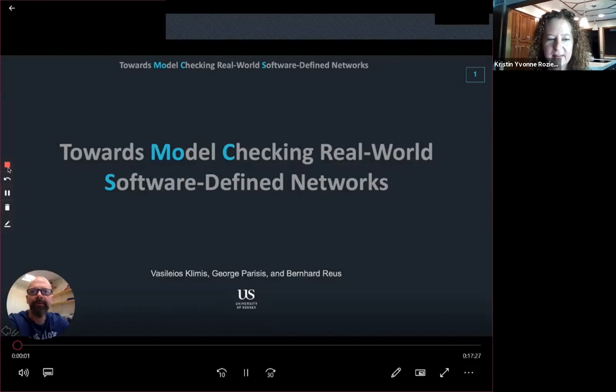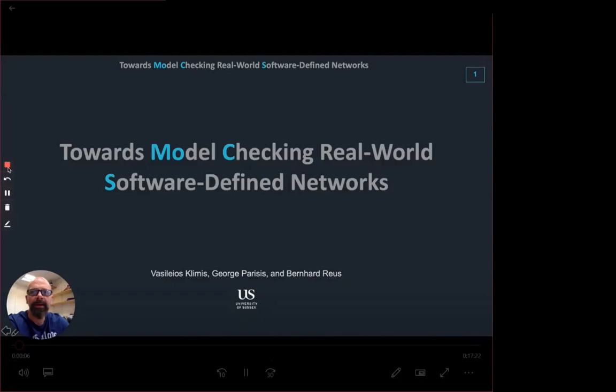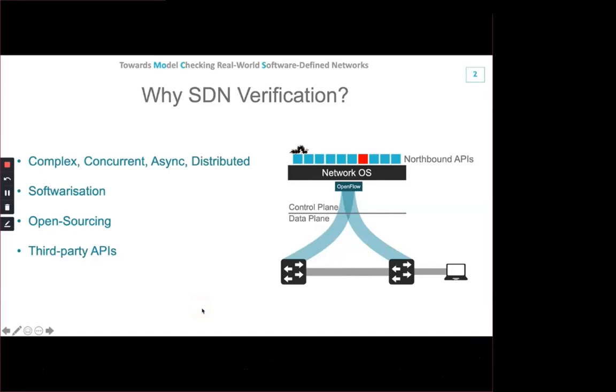Hello everyone, my name is Vasilis and I am a PhD student at the University of Sussex. This work proposes MOX, an optimized and highly expressive software-defined network abstraction that allows capturing subtle real-world bugs. I will start this talk off by briefly summarizing the problem.